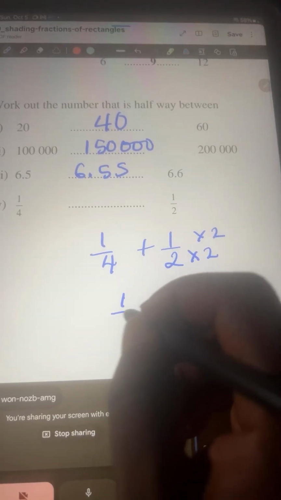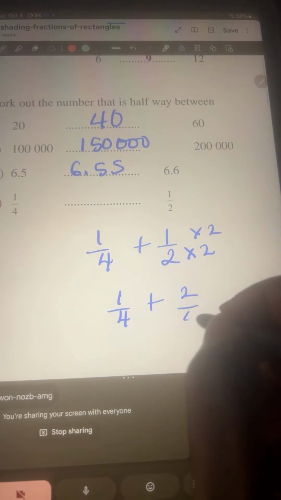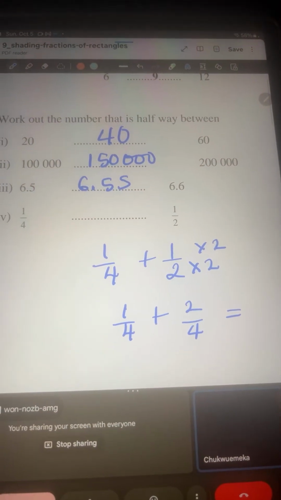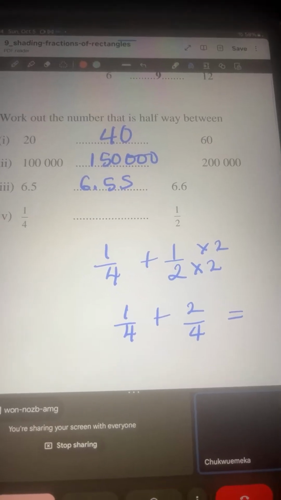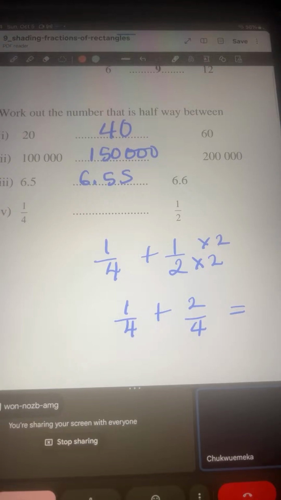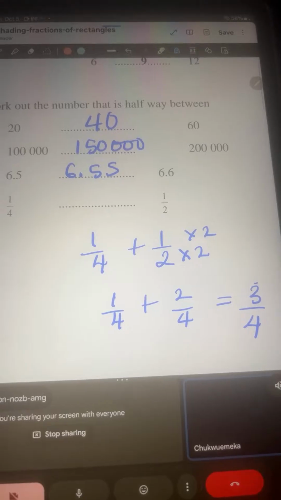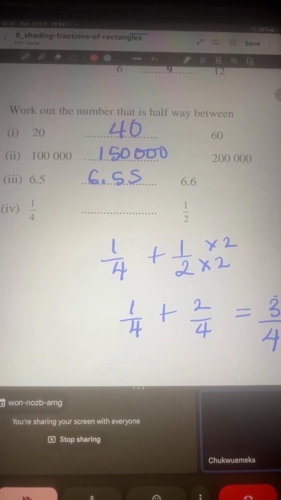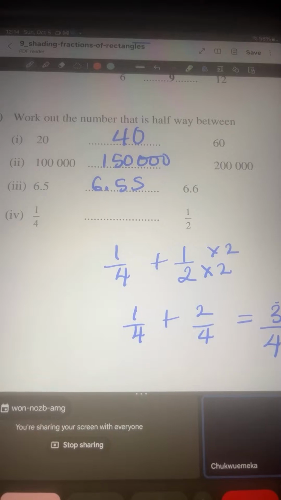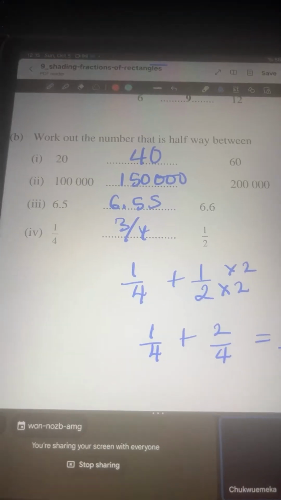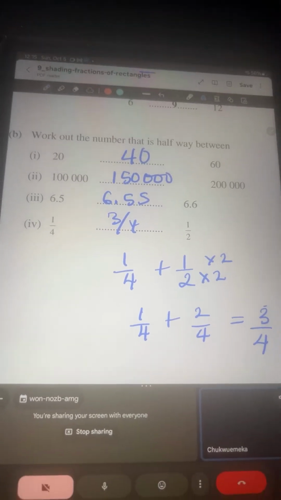So this will give us 1 over 4 plus 2 over 4. Because the denominators are the same, you can simply add the numerators. And when you add 1 and 2 together, that will give you 3 all over what? 4. All of 4. Isn't it? 3 over 4, right? So the 3 over 4 is the number between 1 over 4 and 1 over 2. What did we do?